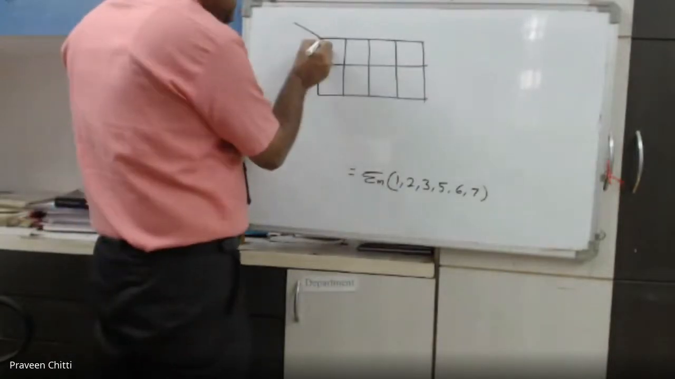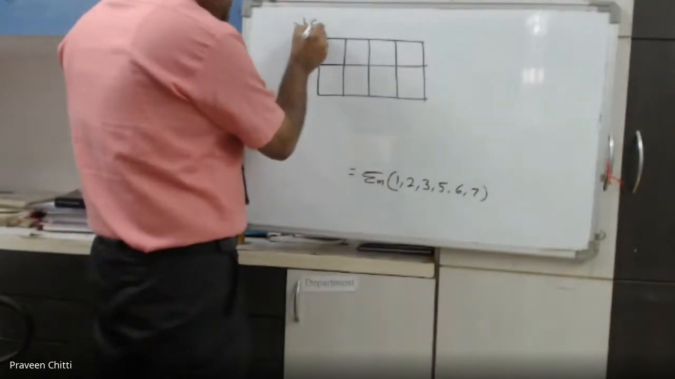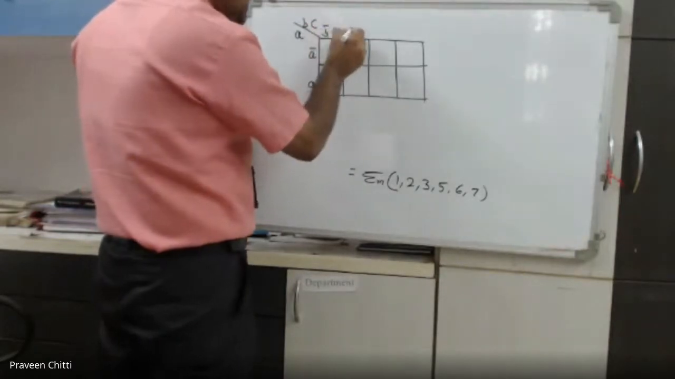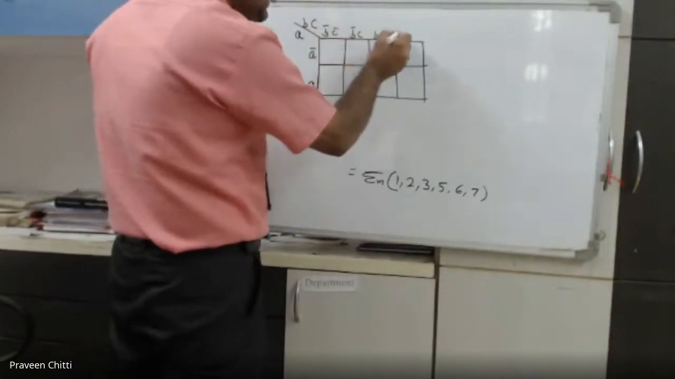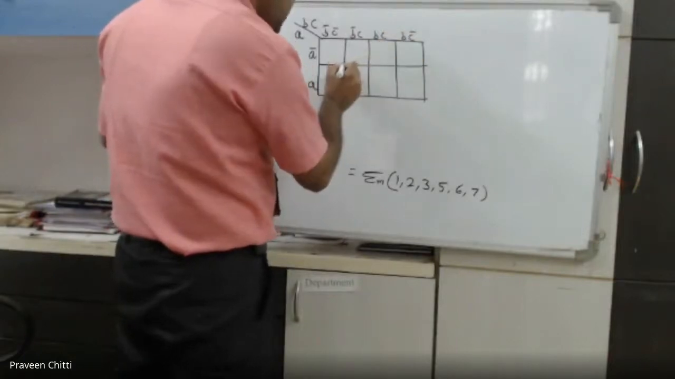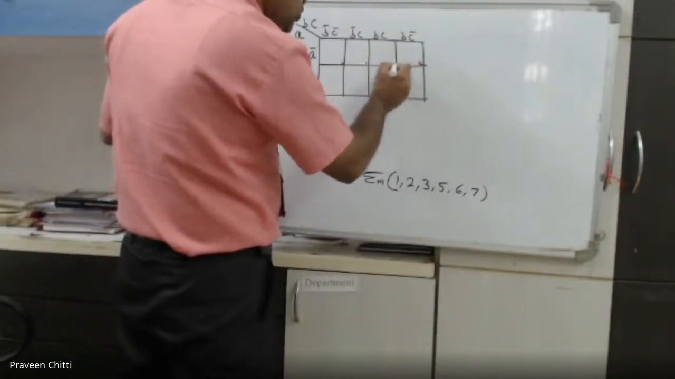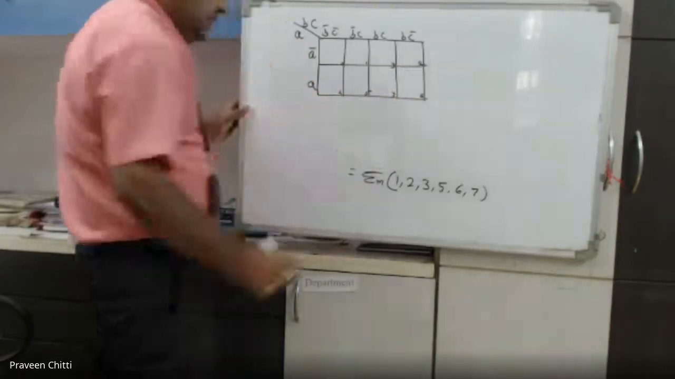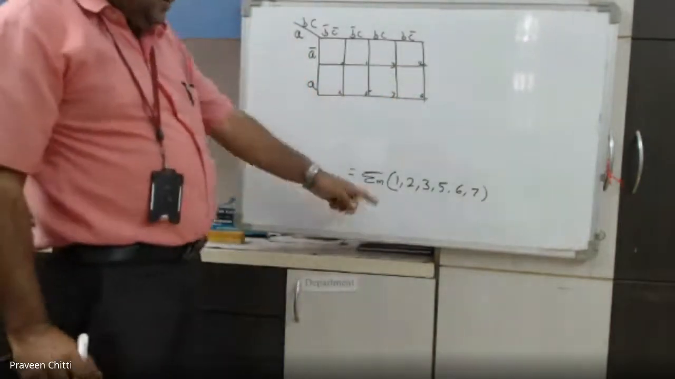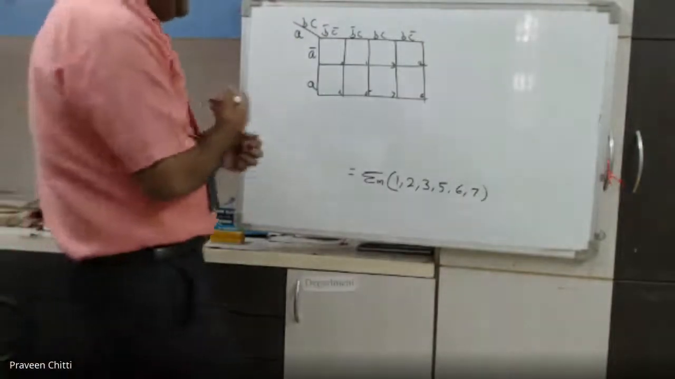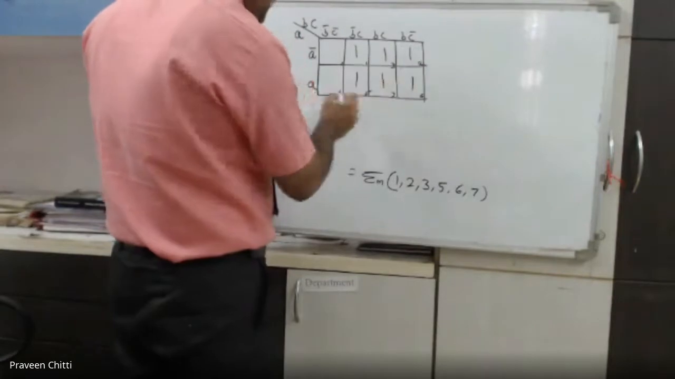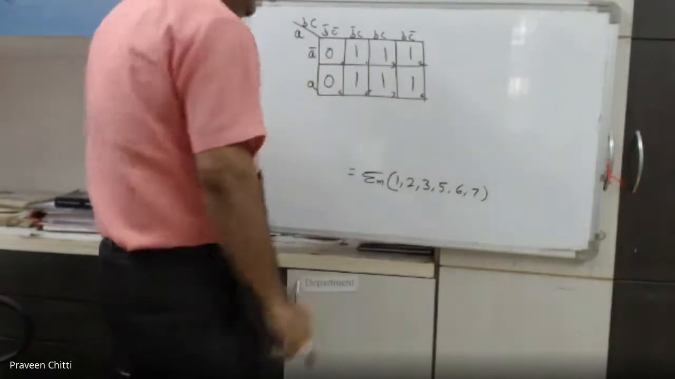So the 3 variables are what here? A, B, C. So this is A bar, A, B bar C bar, B bar C, B C, B C bar. Then 0, 1, 2, 3, 4, 5, 6, 7. What are the min terms we are having? 1, 2, 3, 5, 6, 7. And these two are 0.